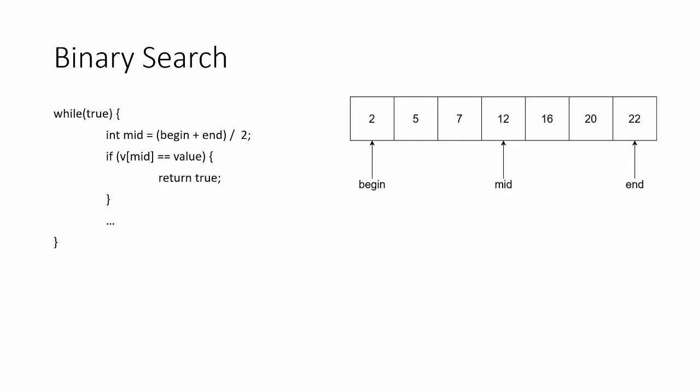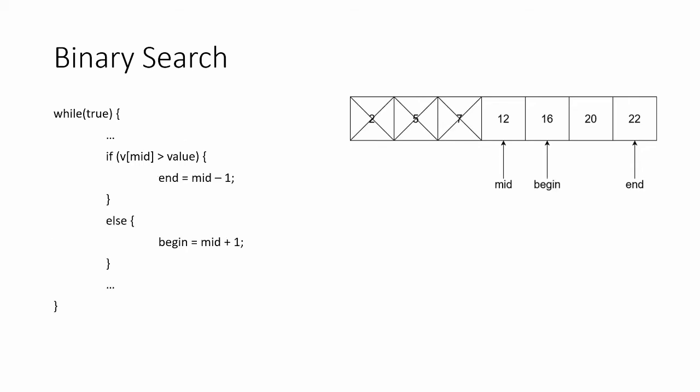So then we enter our infinite while loop. We then calculate mid, which will be the beginning plus end divided by 2. Then we check if v of mid is equal to value. If it is, we return true. However, in this circumstance, our value is equal to 20, and 20 is not equal to 12. So we move on to the next part of our while loop.